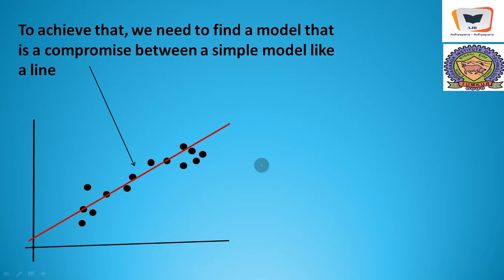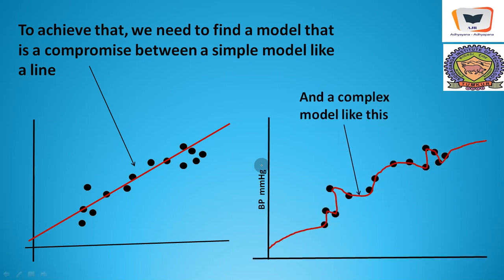To achieve that, we need to find a model that is a compromise between a simple model like a line and a complex model like this. That means we have to consider different models and do computational exercises. By using testing data we need to find out if any variability is there, and by using training data we should see if any bias is there, and we have to strike a compromise by finding a model that has low bias and low variability, which is the demand from any machine learning algorithm.